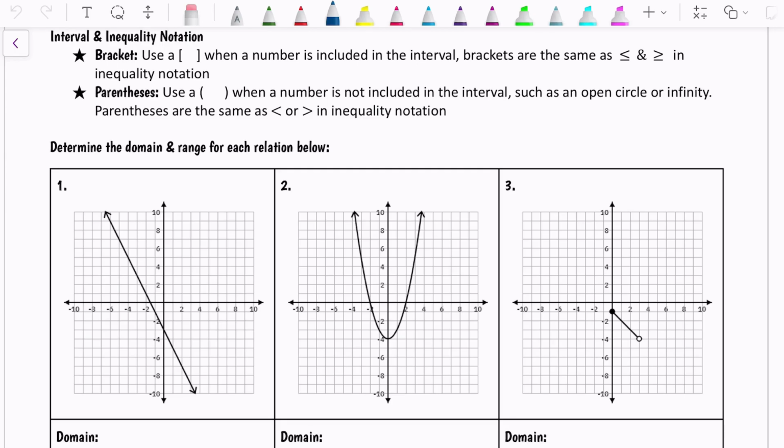So a bracket, the square bracket, is used when a number's included. That's like a closed dot, an actual piece of the graph, a number that could physically be graphed. And that's the same as if we had less than or equal to or greater than or equal to. We use parentheses if a number is not included on the interval. So this would be like an open circle or infinity. Since we can't physically plot infinity, we don't know exactly the value of infinity. And so this would be the same thing as if we had a less than or a greater than sign.